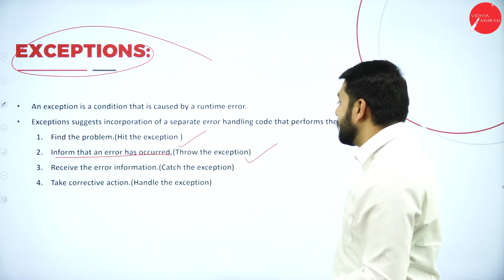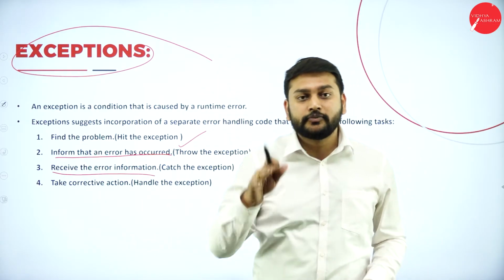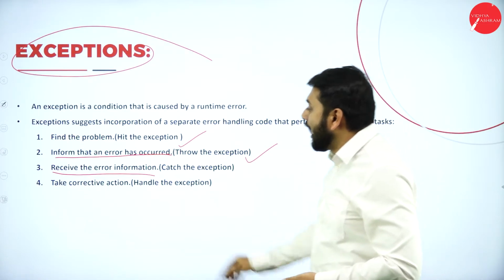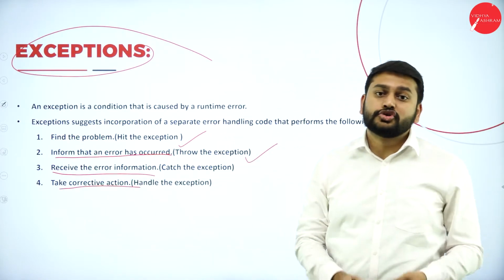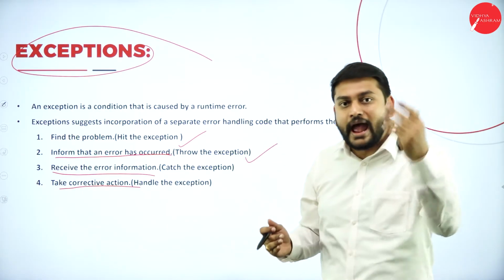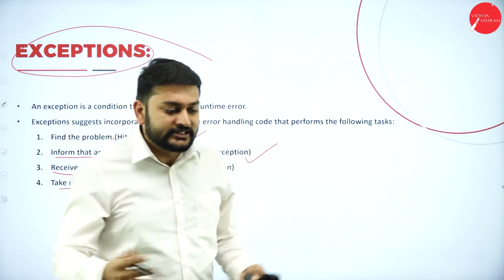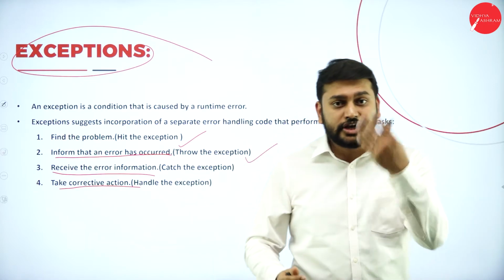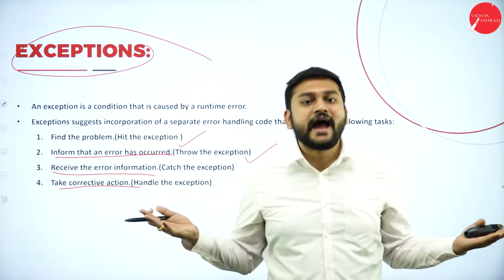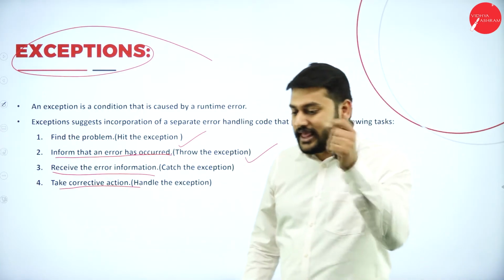Then after that, please understand, I need to receive the error information. Yes, I'm throwing it from the code part, so I need to catch it. After that, I need to handle the exception. I need to solve it. Those are the steps to handle exceptions. So guys, these are the 4 different steps: I need to find out what the exception is, then I need to throw it, then I need to catch it, then I need to handle it. Those are simple points that you need to remember with respect to exceptions.